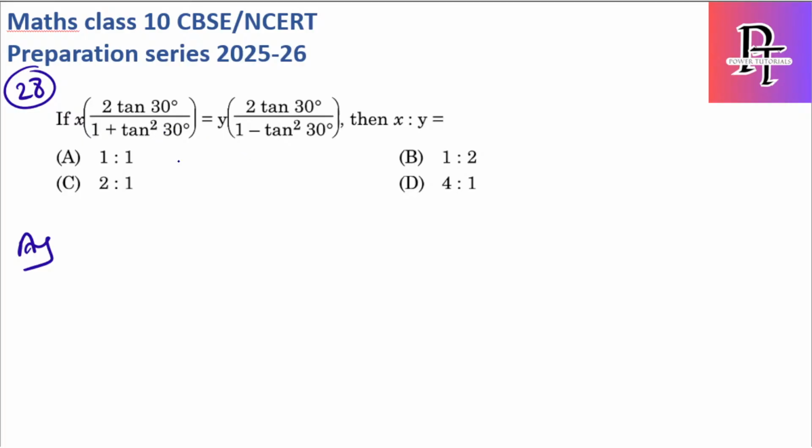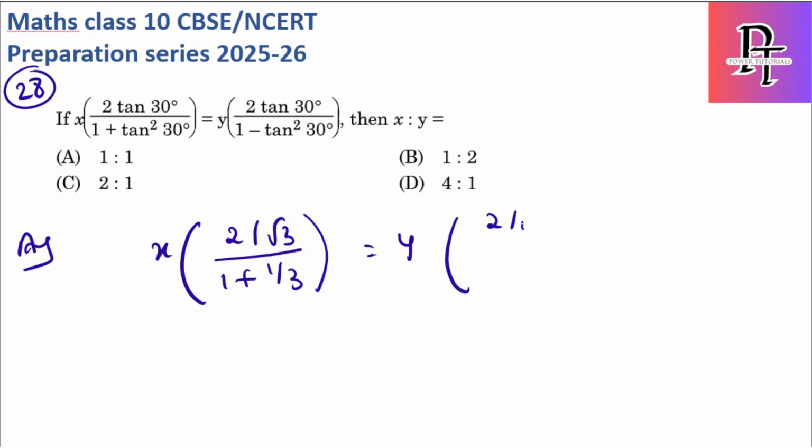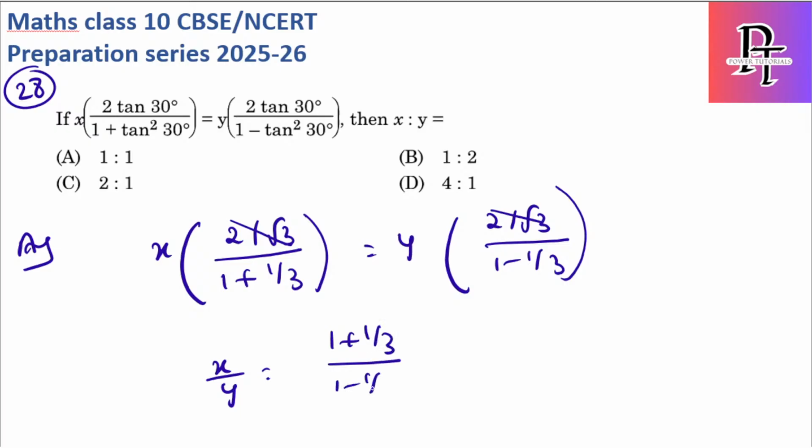Tan 30 is only there. Okay, fine. Tan 30 is 1 by root 3. Let's substitute it. 2 by root 3 by 1 plus 1 by root 3 whole square, which is 1 by 3, is equal to y into tan 30, which is 1 by root 3, by 1 minus 1 by 3. So 2 by root 3 on both sides gets cancelled out, and then we have x by y. So x by y is equal to 1 plus 1 by 3 by 1 minus 1 by 3. 1 plus 1 by 3 is 3 plus 1, which is 4 by 3. 1 minus 1 by 3 is 2 by 3. So 4 by 2 is 2, or 2 by 1.